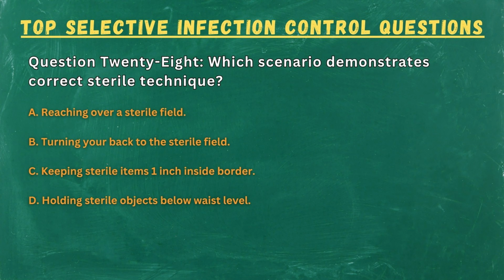Question 28. Which scenario demonstrates correct sterile technique? A. Reaching over a sterile field. B. Turning your back to the sterile field. C. Keeping sterile items 1 inch inside border. D. Holding sterile objects below waist level. Answer: C. Keeping sterile items 1 inch inside border.